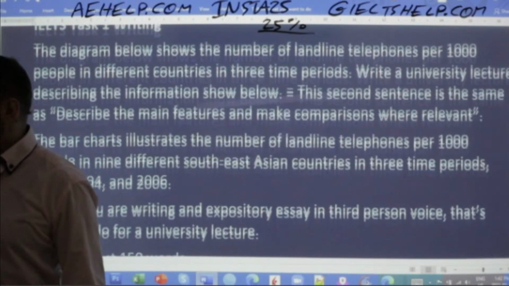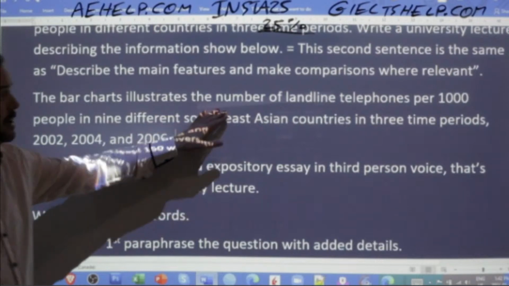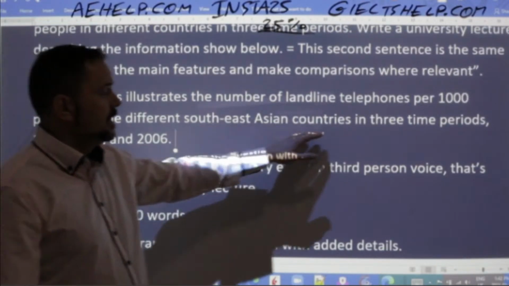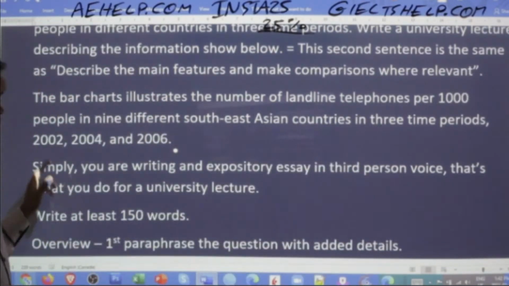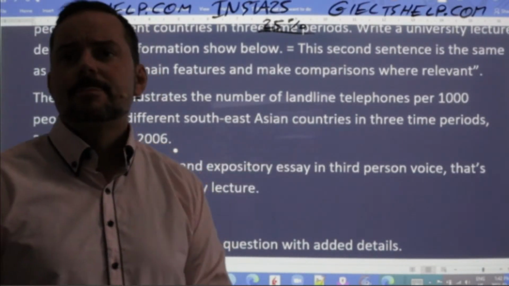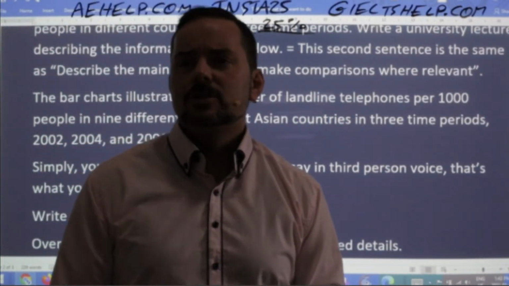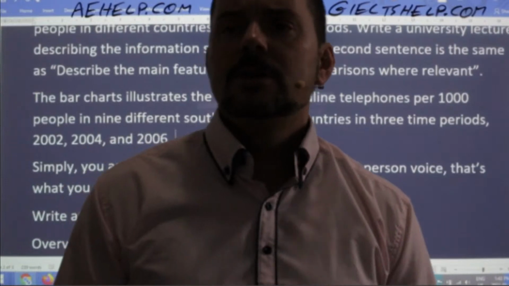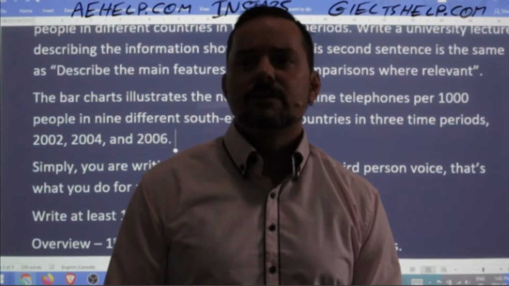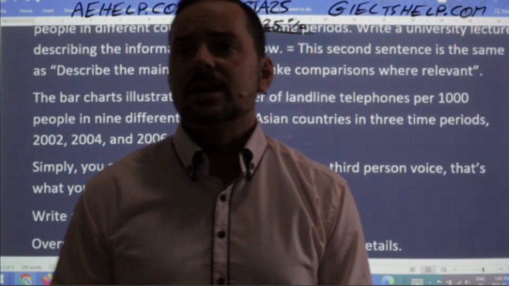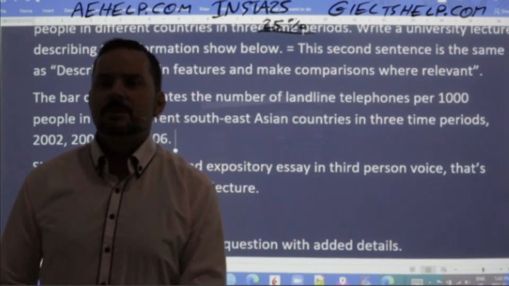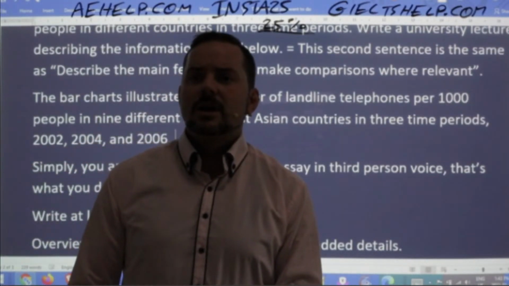Good. Okay, this is what I wrote. The bar chart illustrates the number of landline telephones per 1,000 people in 9 different Southeast Asian countries in 3 time periods, 2002, 2004, and 2006. Okay. All right. Janelle says the column graph depicts the total number of wired telephones per 1,000 people from 0 to 450 in 9 different countries in 3 years with 2-year intervals from 2000 to 2004. Very nice, Janelle. Don't forget your 0 on 2000. Okay, 2000 to 2004.